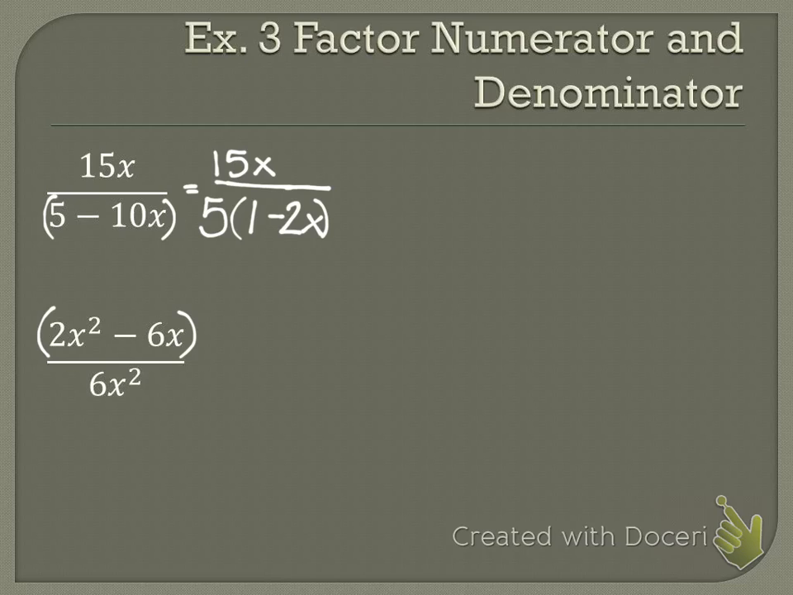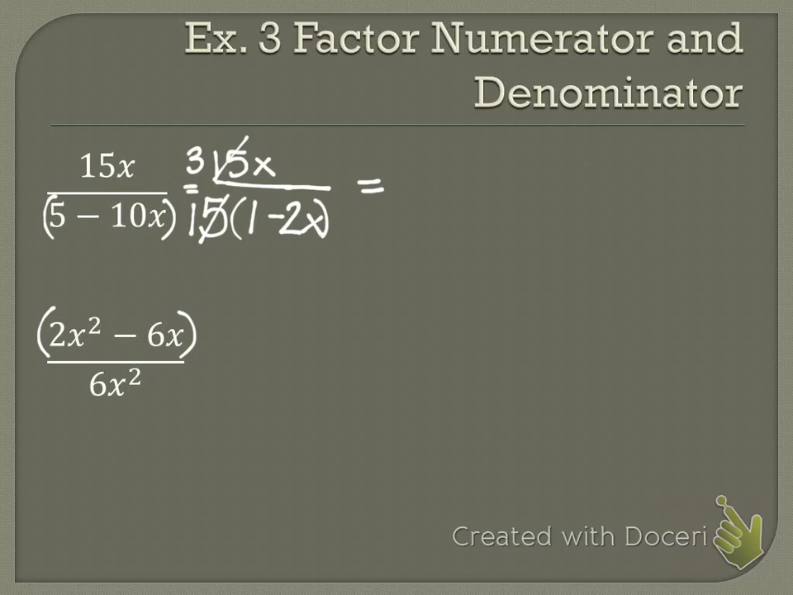Now, is there something for me to cancel out? Yes, there is, because I've got that 15 and that 5. Now, what number can go into both 15 and 5? 5. Very good. So I cancel it out. 5 goes into 5 one time. 5 goes into 15 3 times.